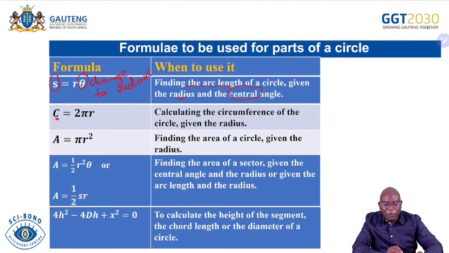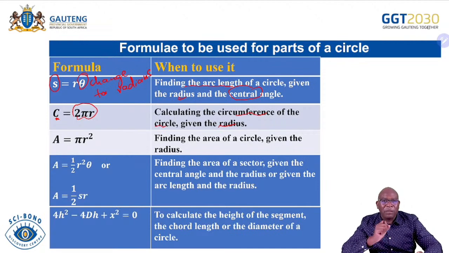The circumference equals 2 pi r. That is calculating the circumference of the circle when you're given the radius. So I only need a radius. If I've got a radius, I can calculate the circumference. Remember, circumference is nothing else but the perimeter of the circle. So I can be able to get there.